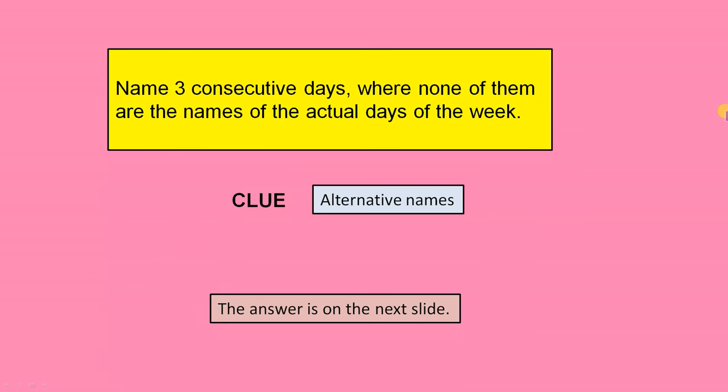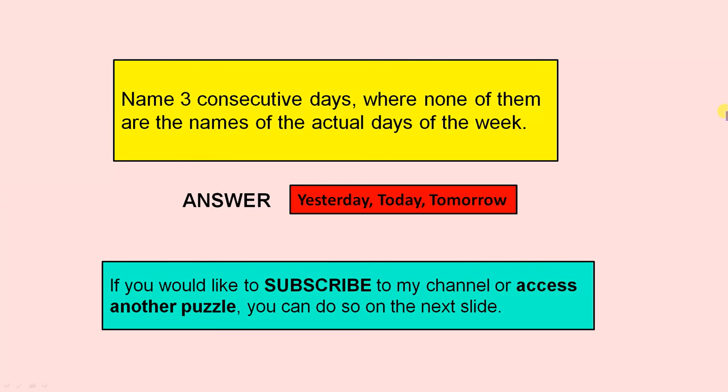Okay, as promised, let's have a look at the answer. I wonder if you got it. Well done if you did. Here we go. Name 3 consecutive days where none of them are the names of the actual days of the week. The answer: yesterday, today, tomorrow. How tricky is that one? I wonder whether you got it.